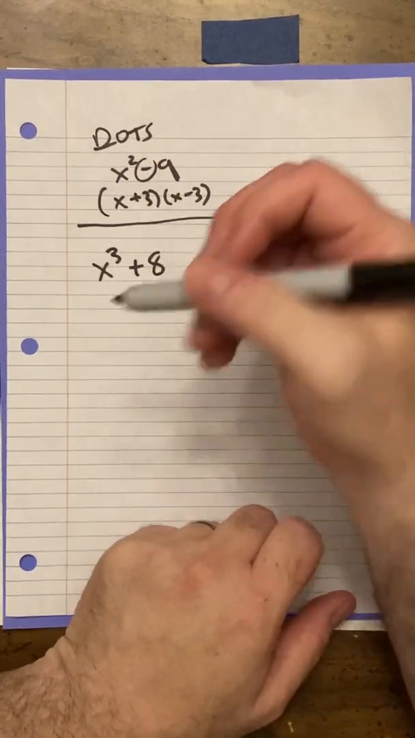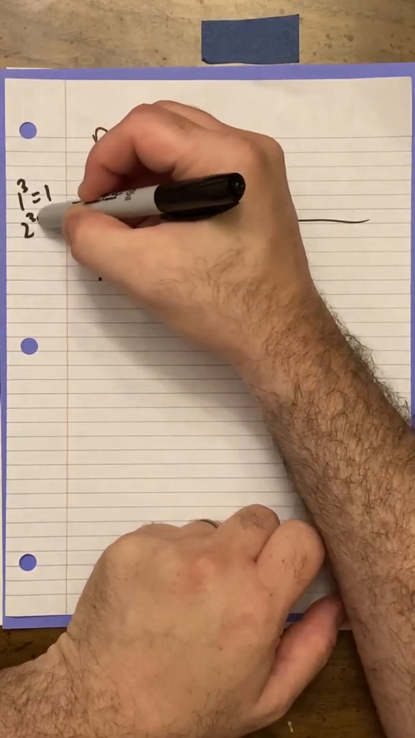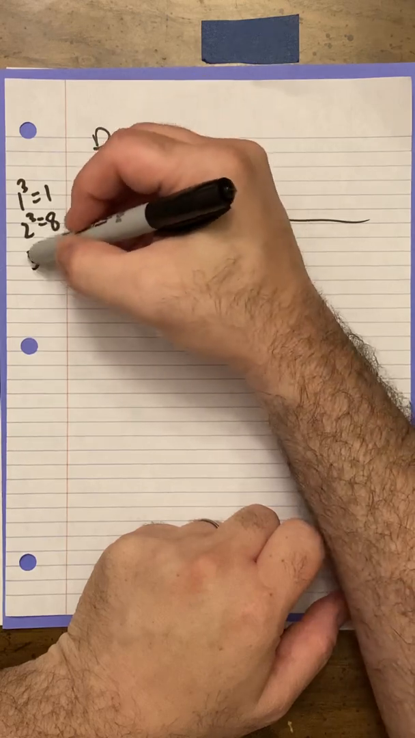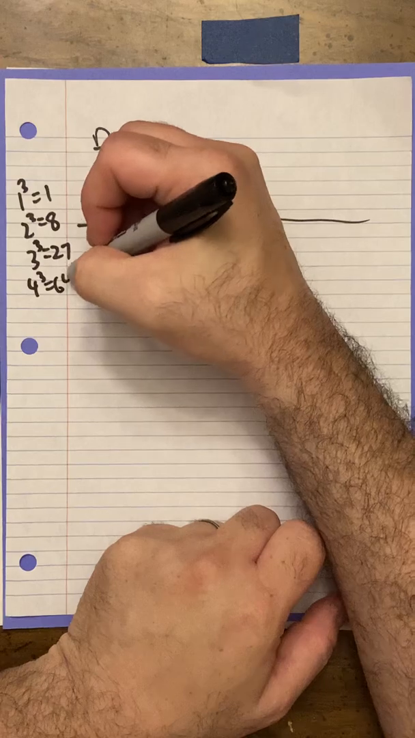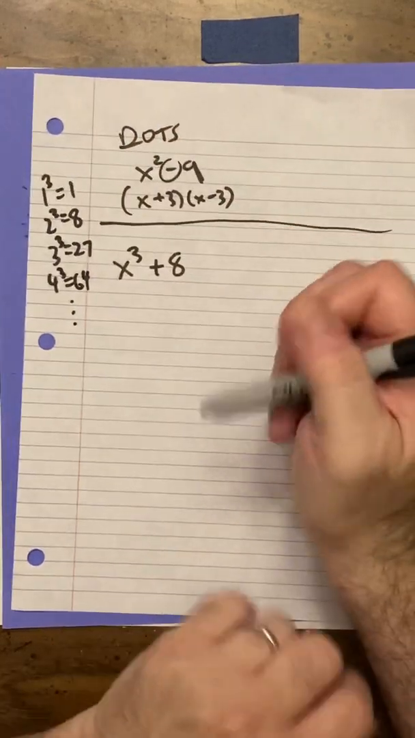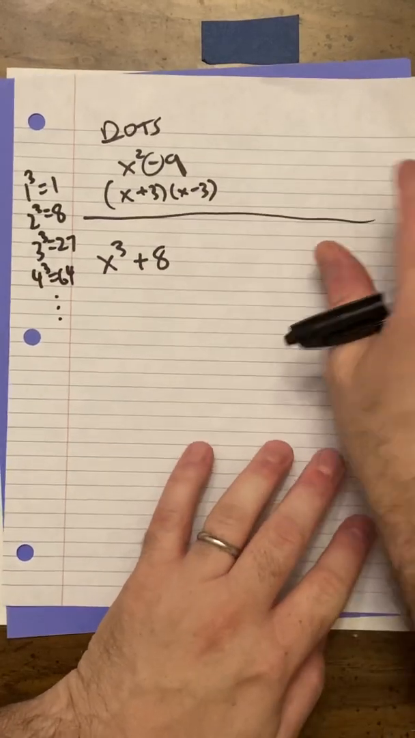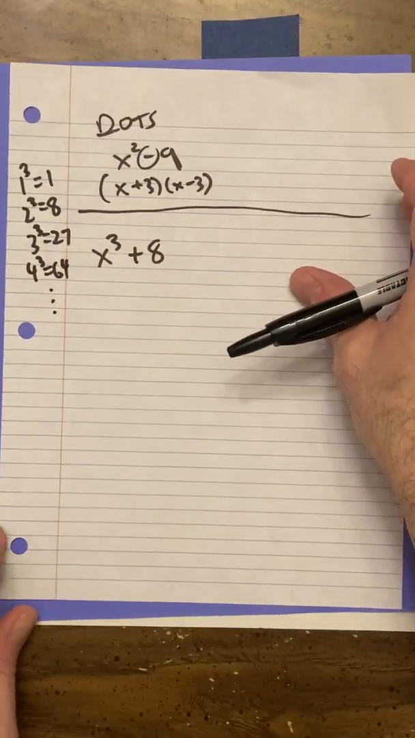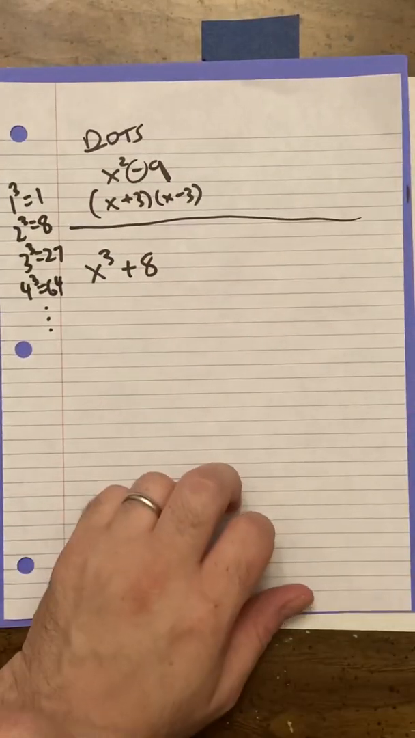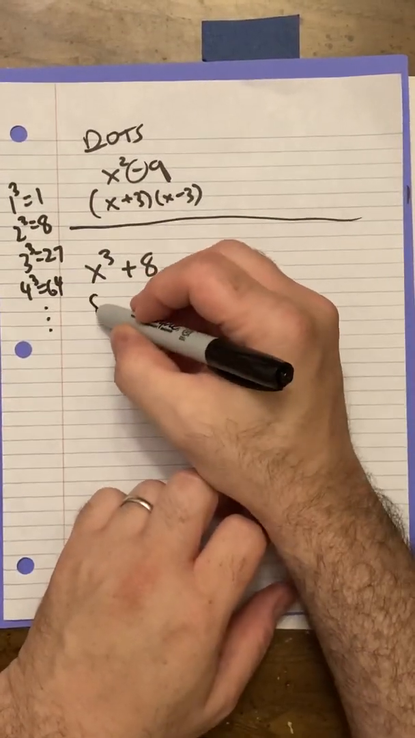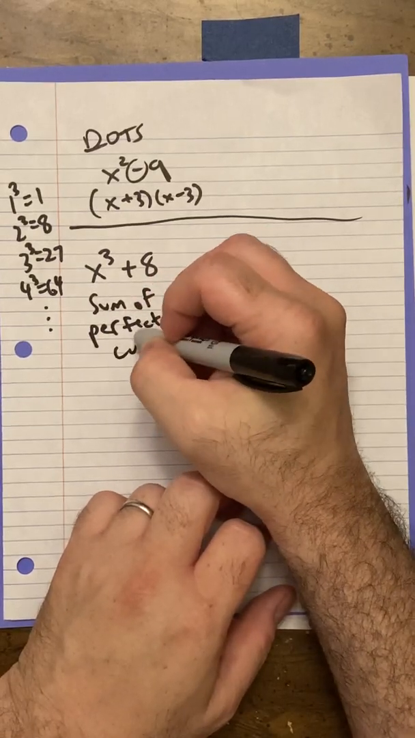Remember, the perfect cubes are generated by doing 1 cubed, which is 1. 2 cubed, 2 times 2 times 2 is 8. 3 cubed is 27. 4 cubed is 64, and so on, right? So this is the sum of perfect cubes. This is a perfect cube, and this is a perfect cube. It's actually factorable, and I'll show you how to factor it in a minute. I just wanted to first show you what perfect cubes look like, and this is a sum of perfect cubes.